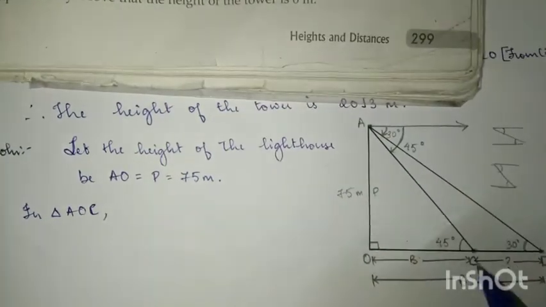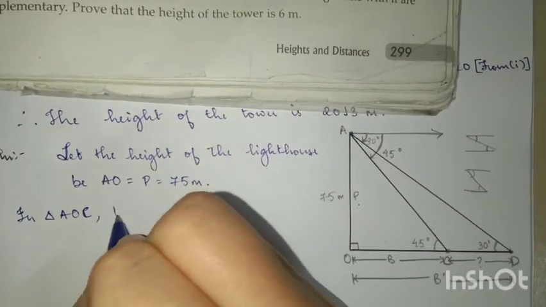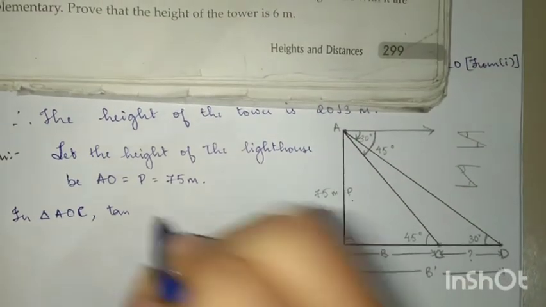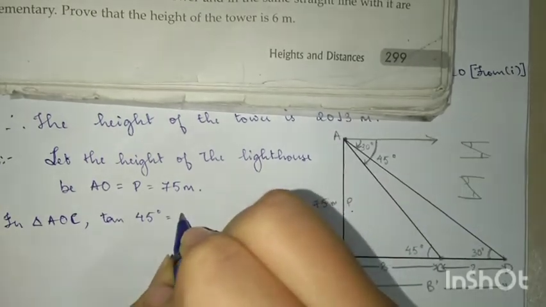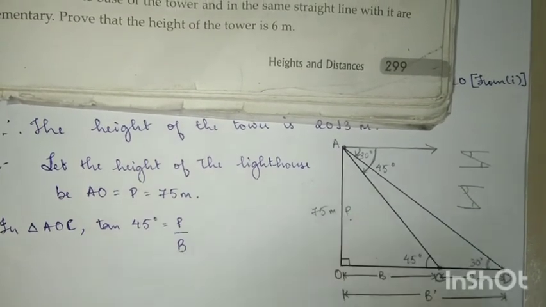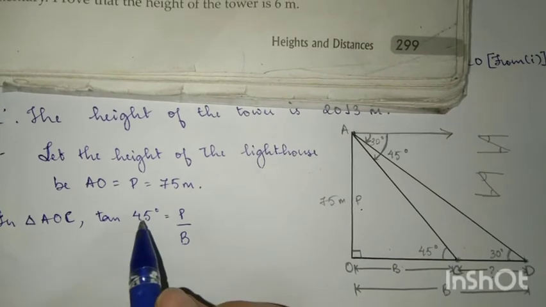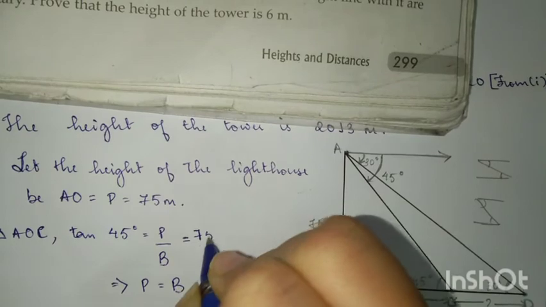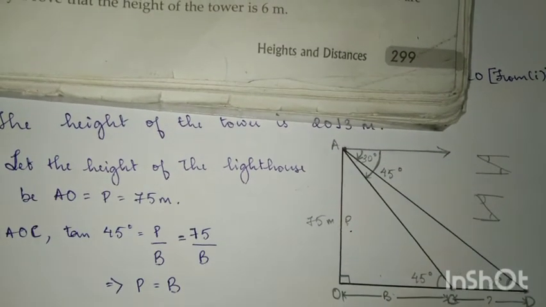In triangle AOC, we know P, we want to find B. That means tan theta, and theta will become 45 degrees, okay? Because in the smaller triangle, the angle is 45 degrees, P by B. Now P is given, so instead of P we have 75 meters, right? And B we're going to leave as B because we don't know B.